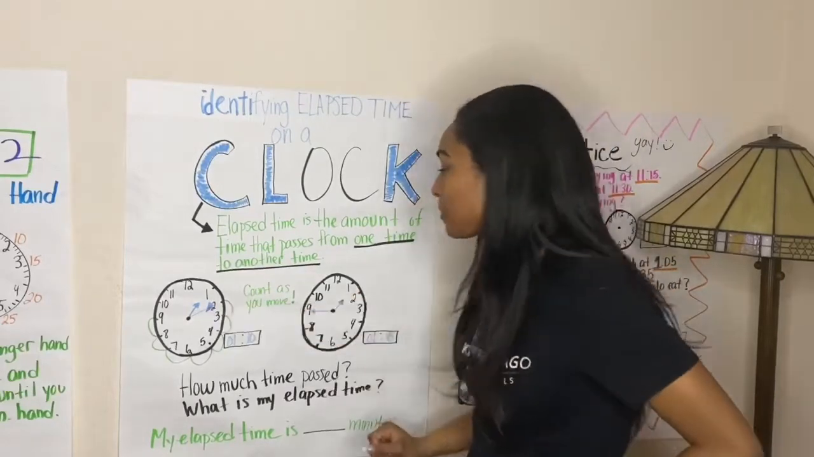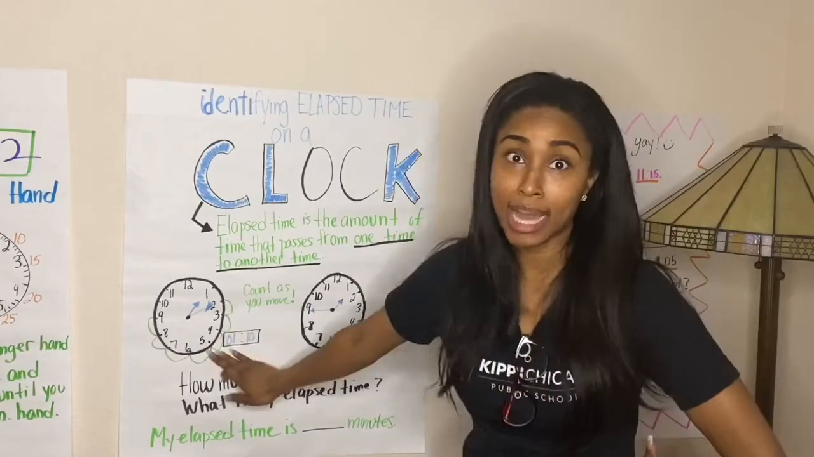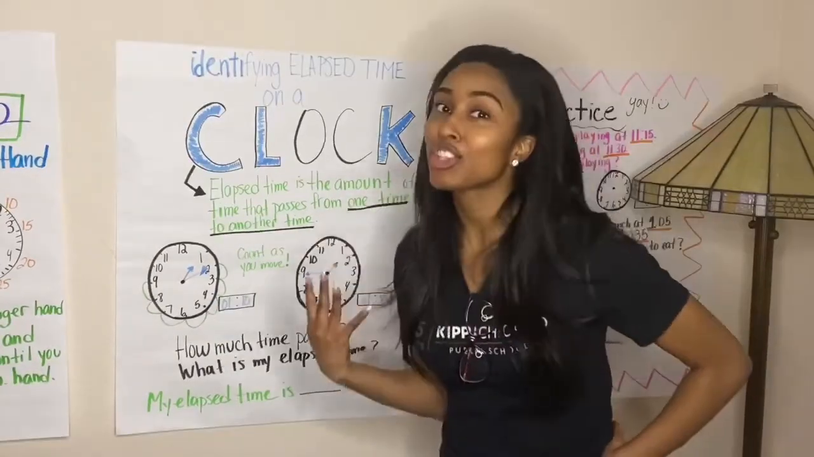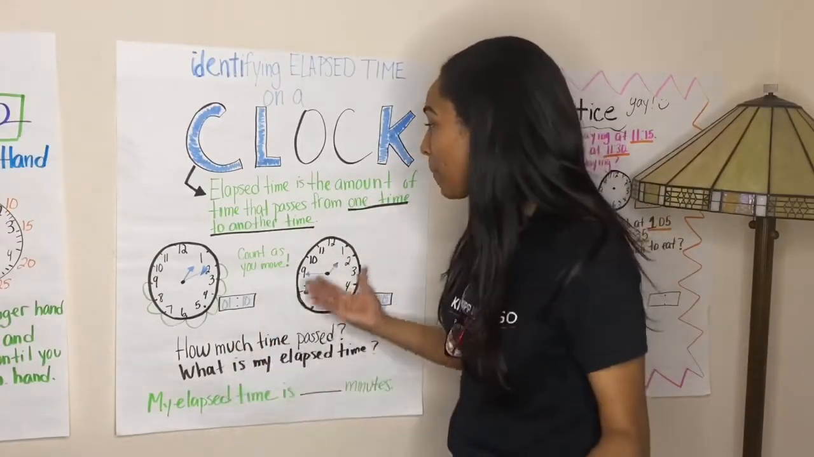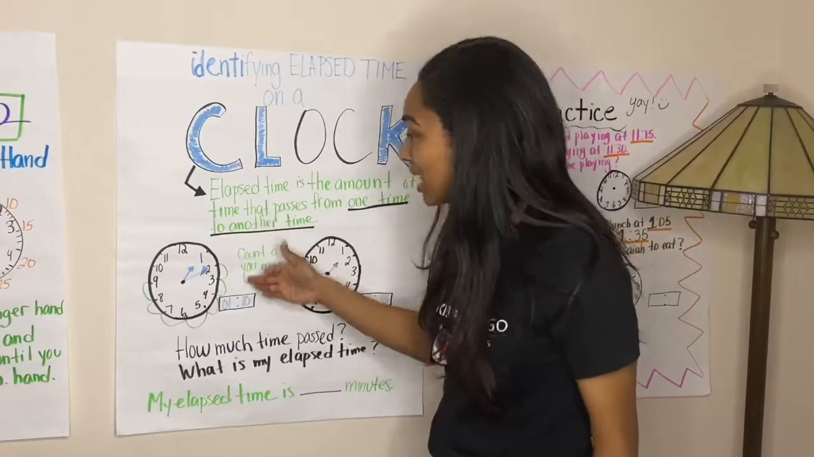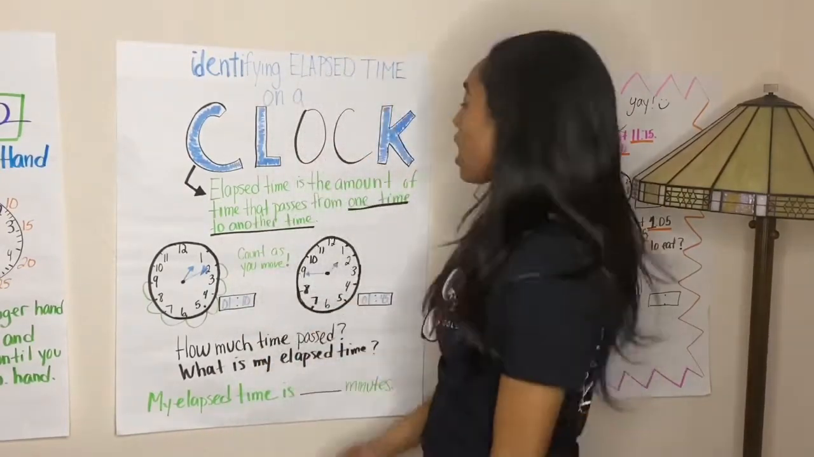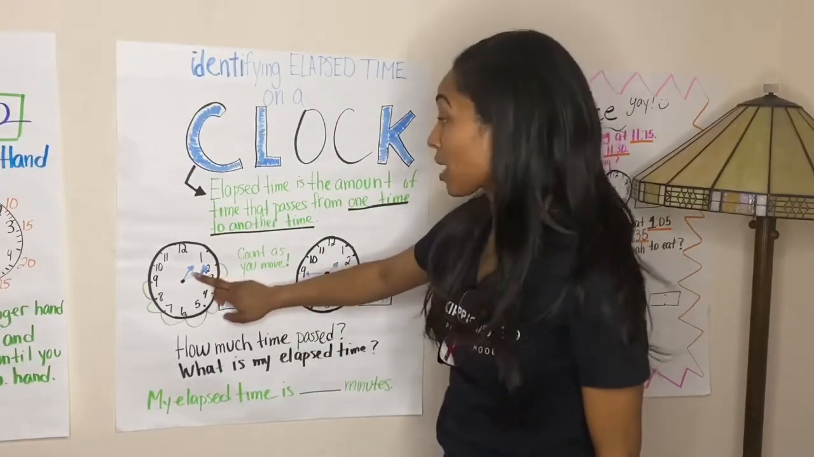So my elapsed time, I start at a time, then I end at a time. One time to the next. Now, my strategy to figure out how much time has passed is by counting by 5s. I count as I move. You say, count as I move. All right, now, remember, I look at my shorthand first. My shorthand tells the hour.